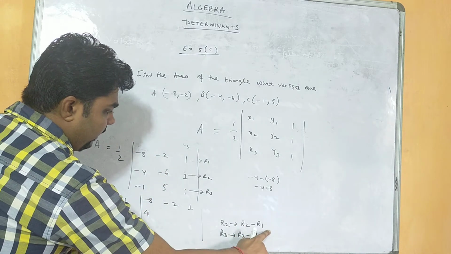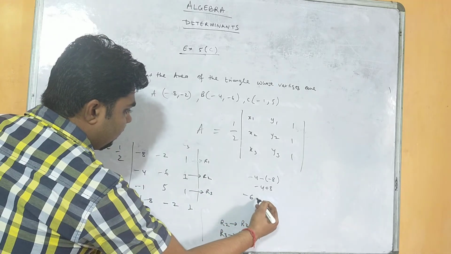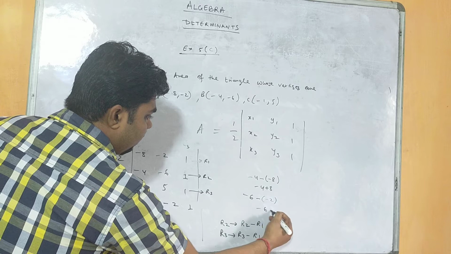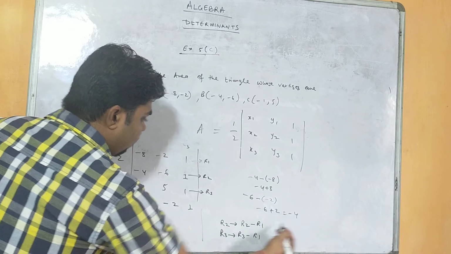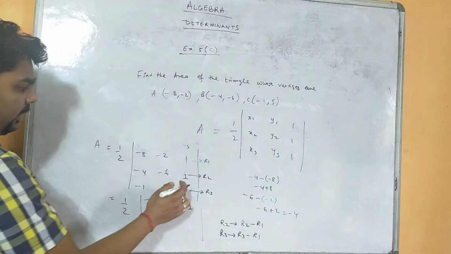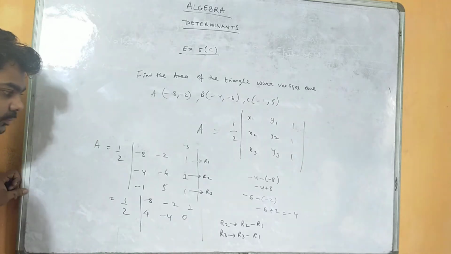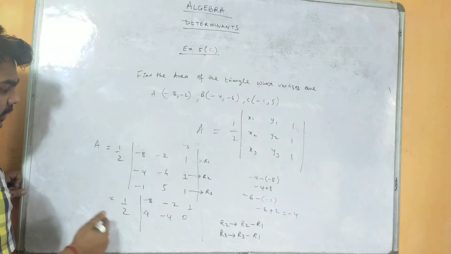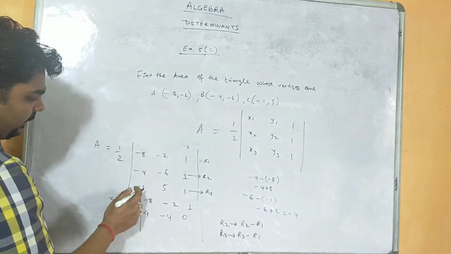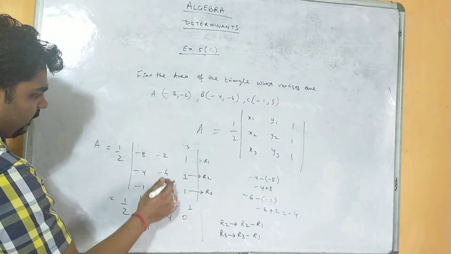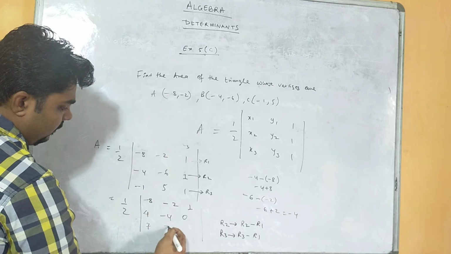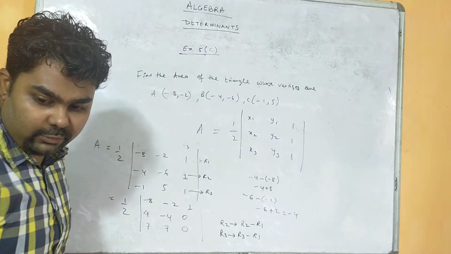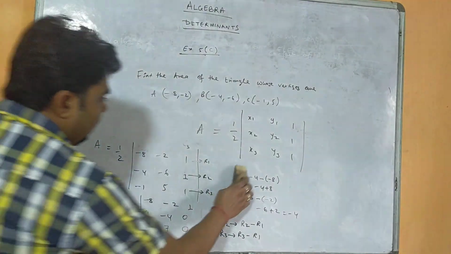Minus 6 minus of minus 2: in row 2 what we have is minus 6, minus row 1 we have minus 2. So minus 6 plus 2, that is minus 4, so write a minus 4. And 1 minus 1, 0. Similarly, minus 1 minus of minus 8, so here you will get 8 minus 1, that is 7. 5 minus 1 minus 2, that is 7. 1 minus 1, 0.